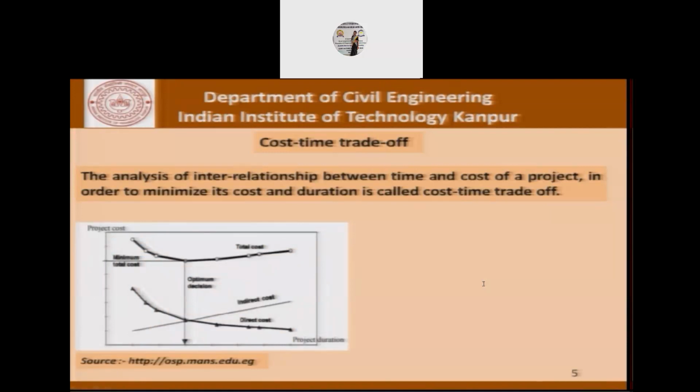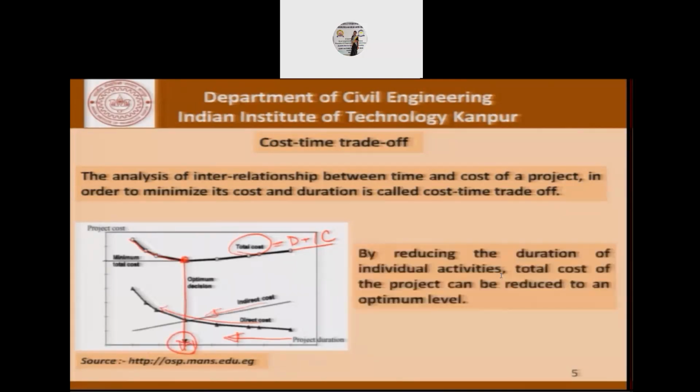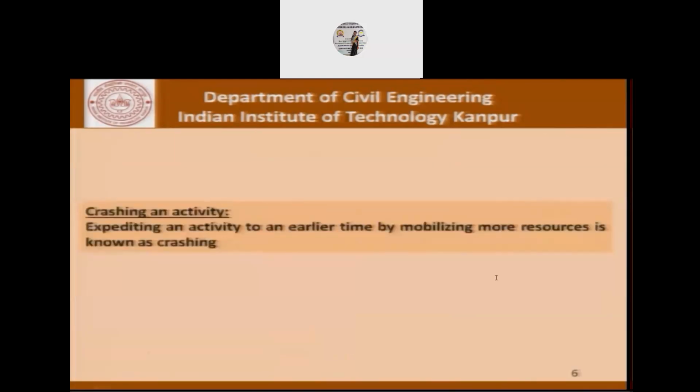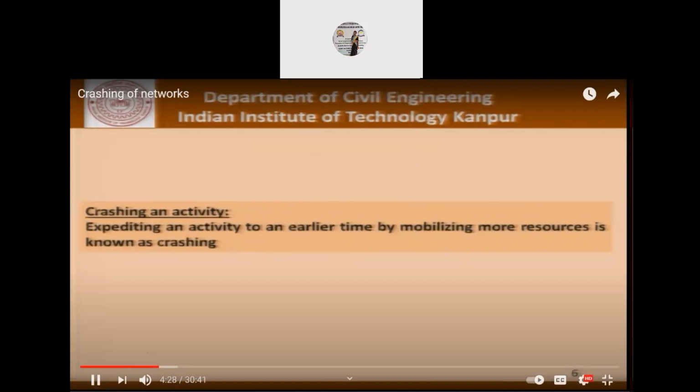This picture here is a schematic representation of what goes on. If we try to reduce the project duration, our direct cost increases, but our indirect cost decreases. So the total cost, which is essentially the sum of the direct cost and the indirect cost, that is what has to be seen. So it will reduce up to a certain point in time and then start increasing again. So we should be targeting at getting to this duration of the project. In other words, by reducing the duration of individual activities, the total cost of the project can be reduced to an optimum level. Now let us technically define what is crashing.